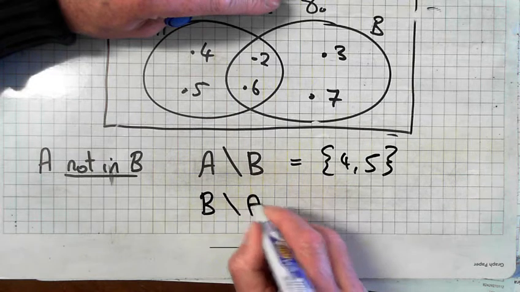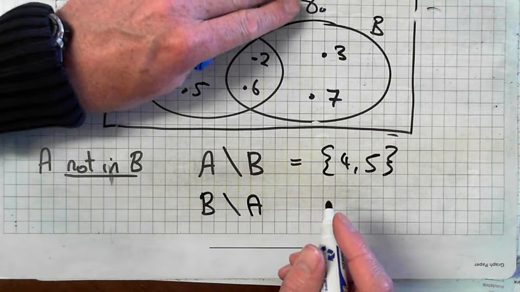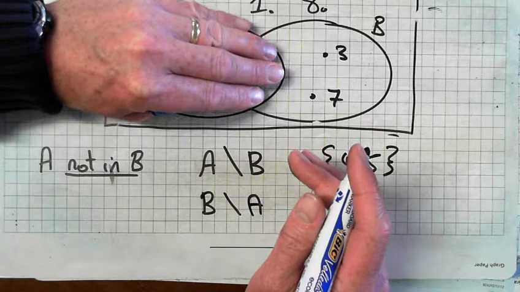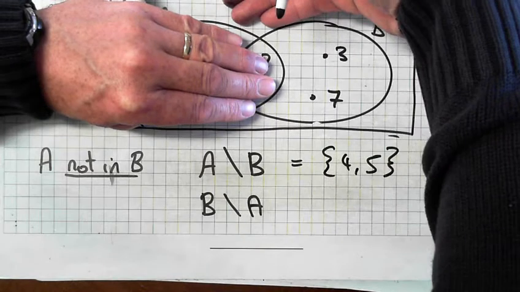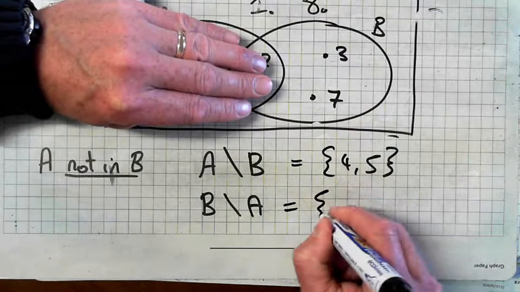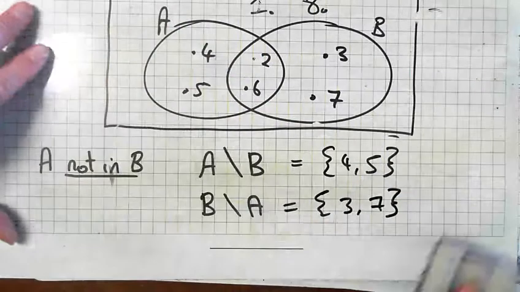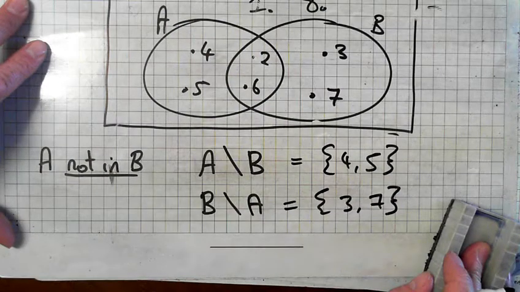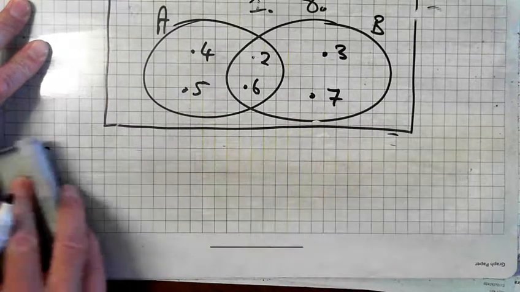We'll do it the other way. B, but I don't want anything in A. So here's B, but I don't want anything in A. 3 and 7. I block A. So B, but I don't want any of A. All right. What happens if the dash is the other way, facing the other way? No, it won't be the other way. Right. Okay. Another one.